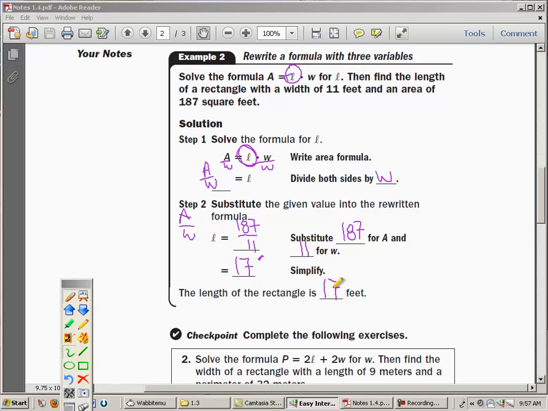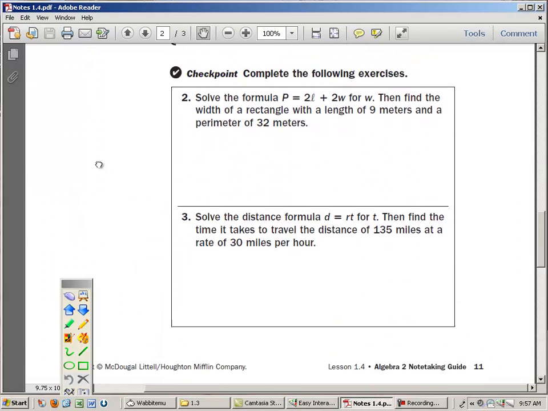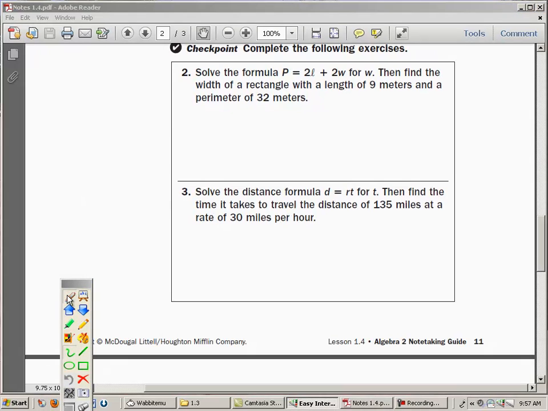Okay, 2 checkpoint problems for you guys to try. Again, pause your video, give them a shot, and then we'll be right back to show you the solutions. Okay, so if you've taken the time to try these 2 examples, you should have gotten 7 meters for the first one and 4.5 hours for the second. Now, how do we actually obtain those 2 answers?